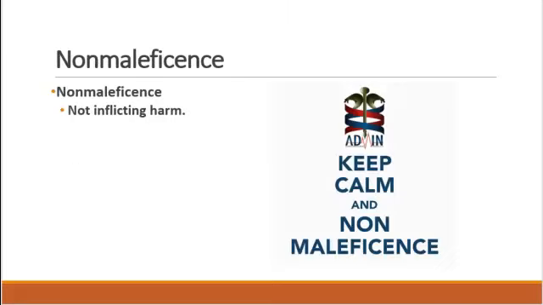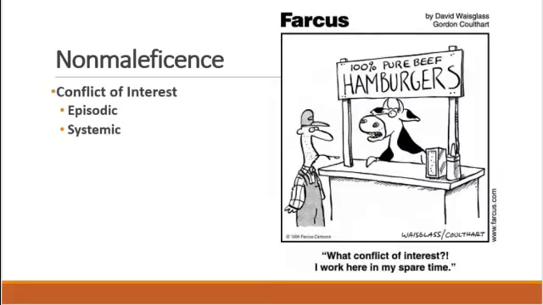Right, and now we're going to talk about non-maleficence. So non-maleficence is not inflicting harm. And you've probably heard the medical statement of first do no harm. So that's what we're talking about with non-maleficence. Now within non-maleficence, there's a theory of conflict of interest. So sometimes there's a situation where individuals have interests that can threaten their roles or responsibilities that a normal person would have. So for example, there's episodic and systemic.